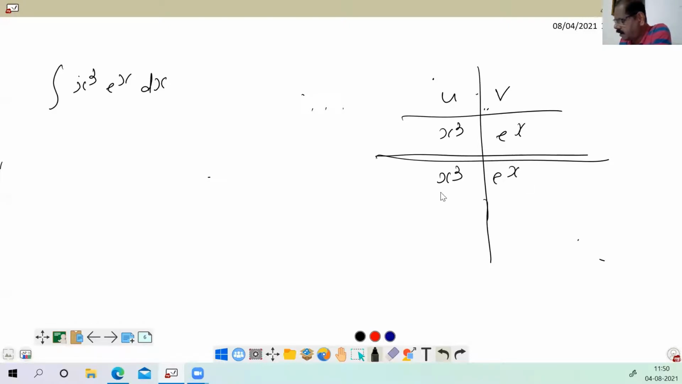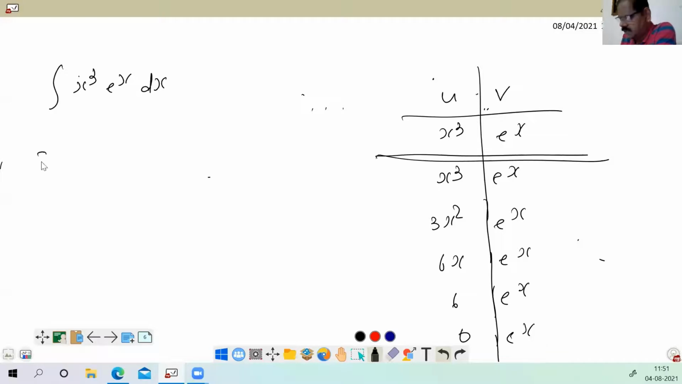Next, derivative of x cube is 3x square. Integral of e raised to x is e raised to x. Next, derivative of 3x square: 3 is constant, derivative of x square is 2x, so we get 6x. Integral of e raised to x is same, e raised to x. Then derivative of 6x is 6. Integral of e raised to x is e raised to x. Next is 0, so we need not write further.